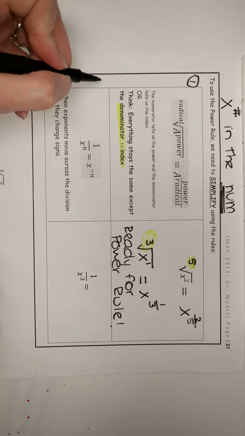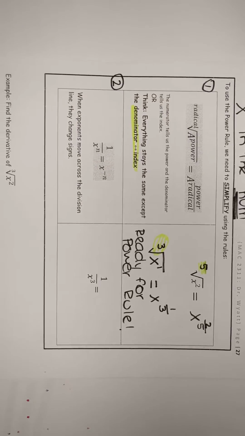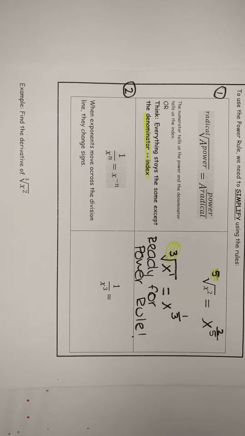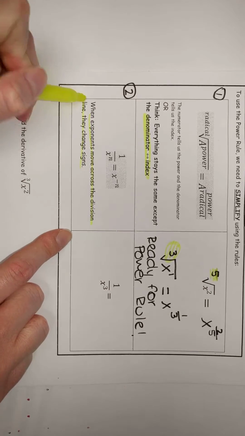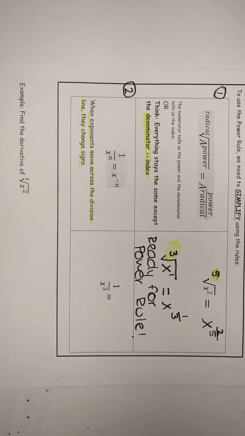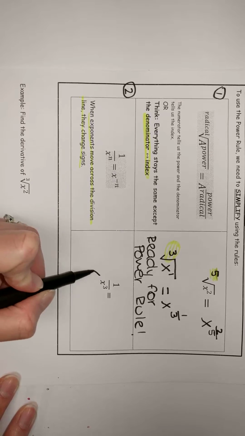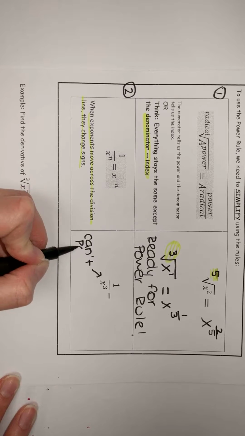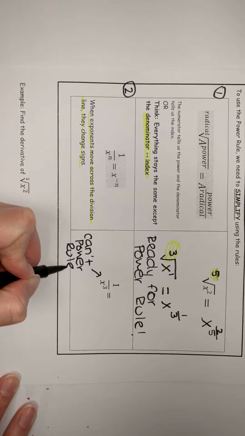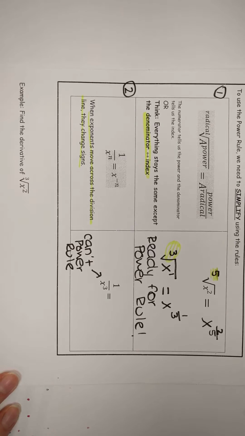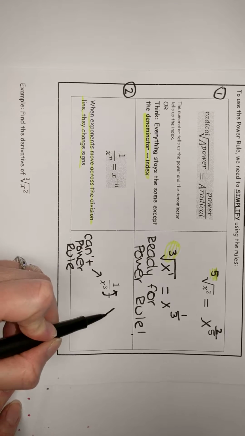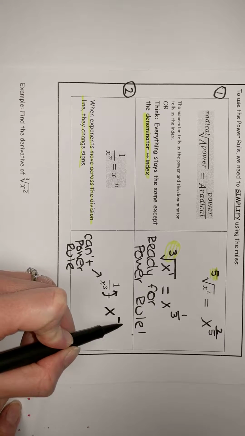Now, the second simplification that will happen oftentimes is we have an x to a power in the denominator, and we cannot have that. We need x to a number in the numerator. So oftentimes we'll need to move our exponent across the division line so that it can change signs. So here, for example, this 1 over x cubed, you cannot use the power rule on. Because it's x to a power in the denominator, we need to move this x cubed up, and so that will become x to the negative 3.